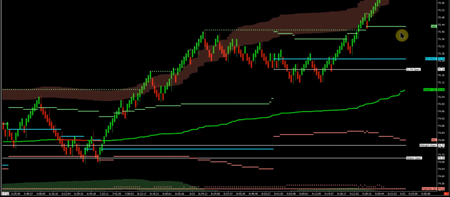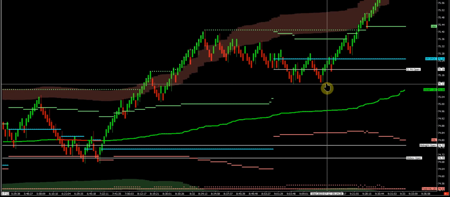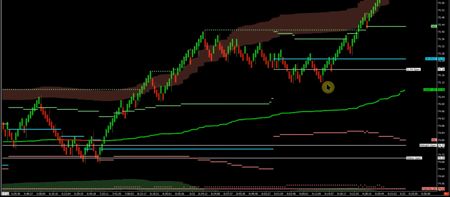Okay, so if you're in that long trade from 75.19, you'd have a little bit of heat there. I mean, what you're looking at is a 10 tick stop, right? You're looking at a little bit of heat here, but you didn't take your stop.